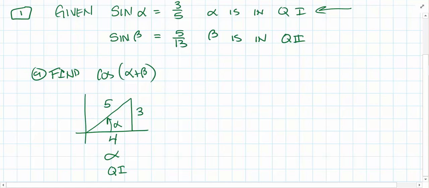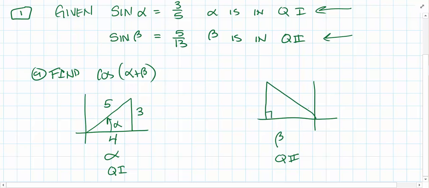Now I want to draw the beta picture. What quadrant is beta in? It's in quadrant number 2, right? So I'm going to highlight quadrant number 2 for my beta picture. I'm going to draw my right triangle, and there's beta. What did it tell me about its sine? Its sine is 5/13, right? So the 5 has to go here, and that means the 13 has to go there.